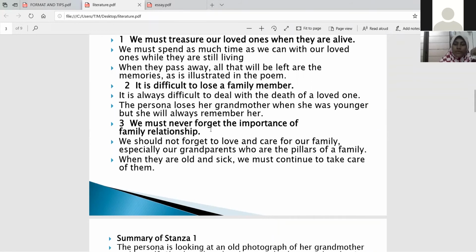And we must never forget the importance of family relationships. We should not forget to love and care for our family, especially our grandparents who are the pillars of a family. When they are old and sick, we must continue to take care of them. Okay, it happens that most of our parents are very busy to take care of their parents. So the easy way is sending them to an old folks home, by paying money, or even not paying, they just send them. So I don't think so. This is something very related to the poem. They say we should take care of them, right? Because they trust us. We are someone very close to them.